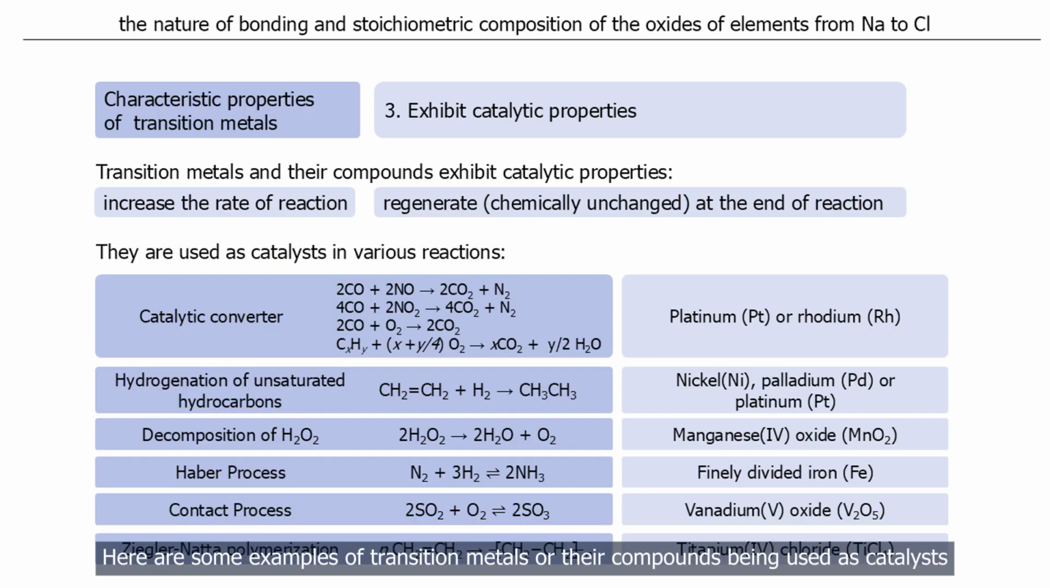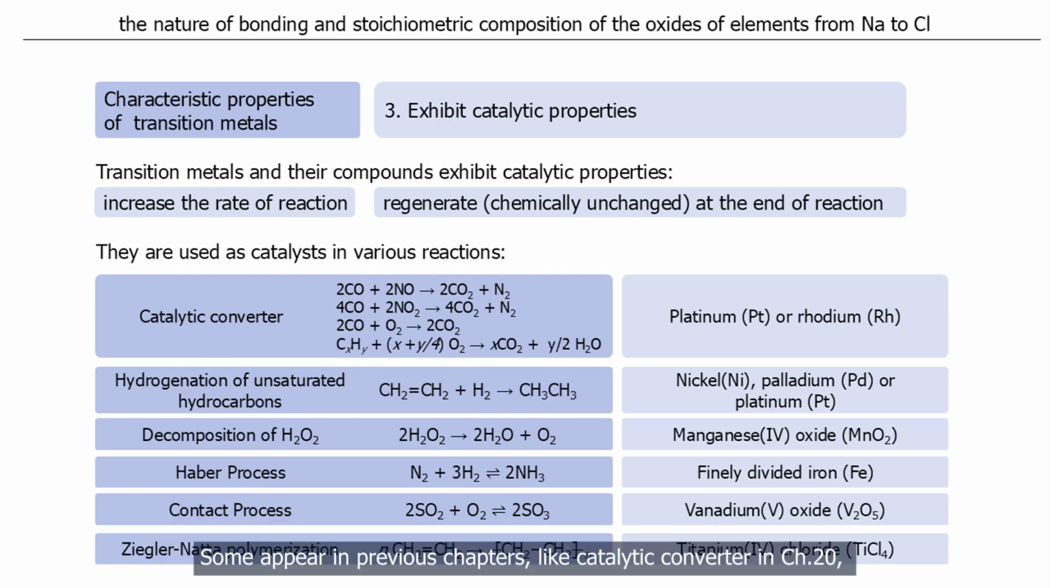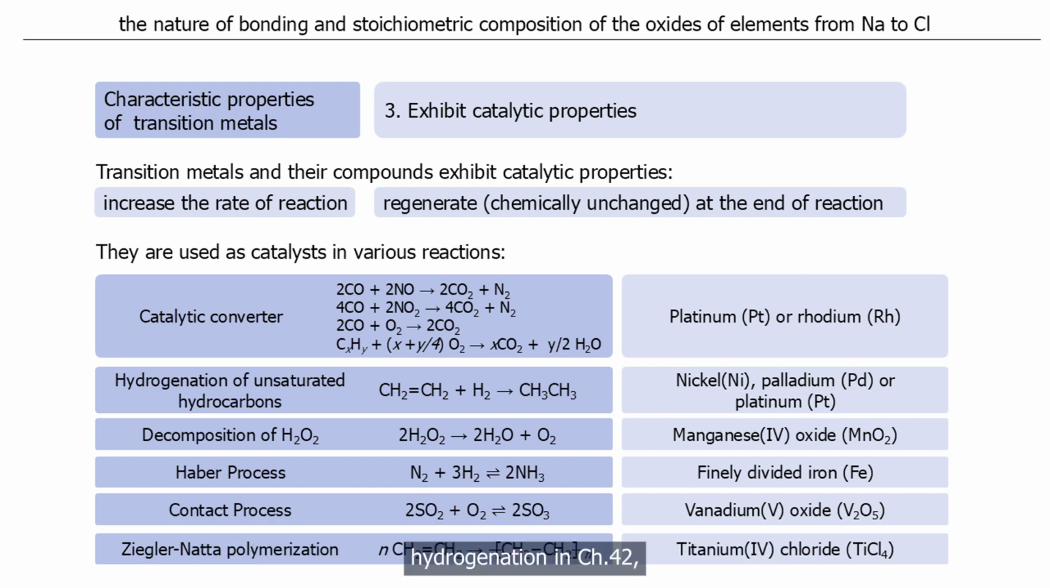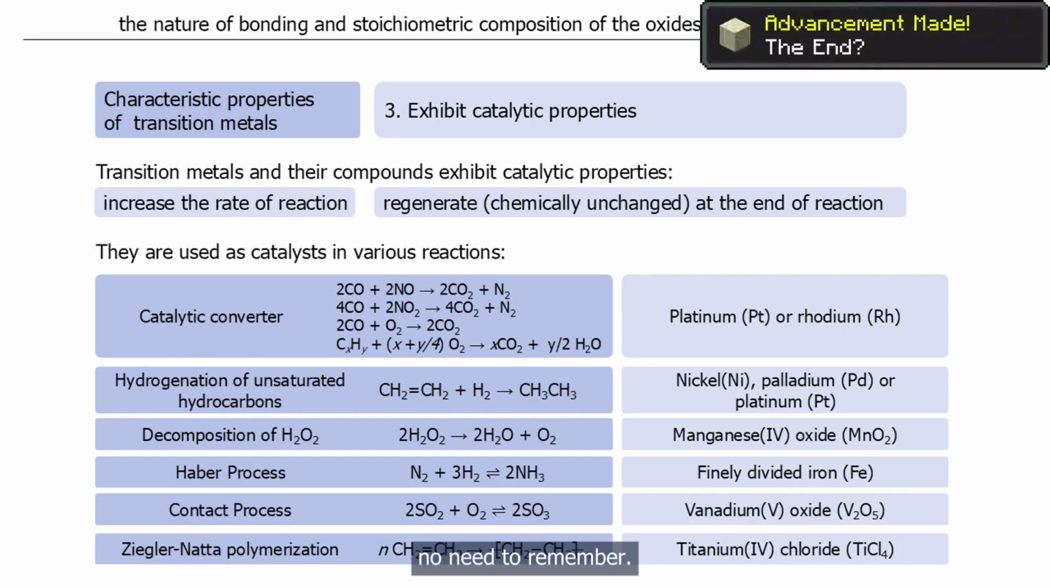Here are some examples of transition metals or their compounds being used as catalysts. Some appear in previous chapters, like catalytic converter in chapter 20, hydrogenation in chapter 42, and decomposition of hydrogen peroxide in chapter 36. The Haber process will be introduced in Chapter 53 of the elective part, Part 13, Industrial Chemistry. The remaining two examples are for reference only. No need to remember.